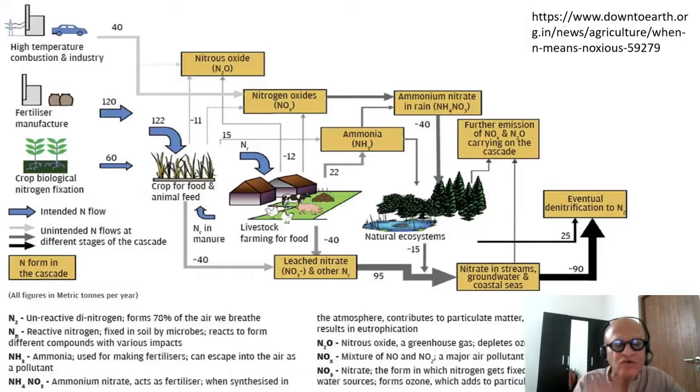So in the natural form, obviously it's a symbiotic system for soil microbes, vegetation, soil health, soil nutrient cycles, and so on. Ammonia, used for making fertilizers, can escape into the air as a pollutant. NH4 and NO3, ammonium and nitrate.